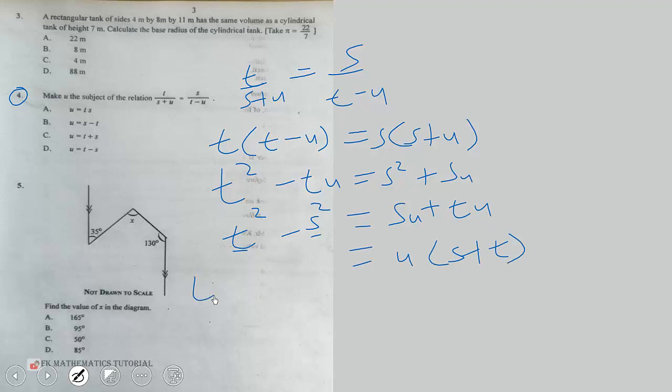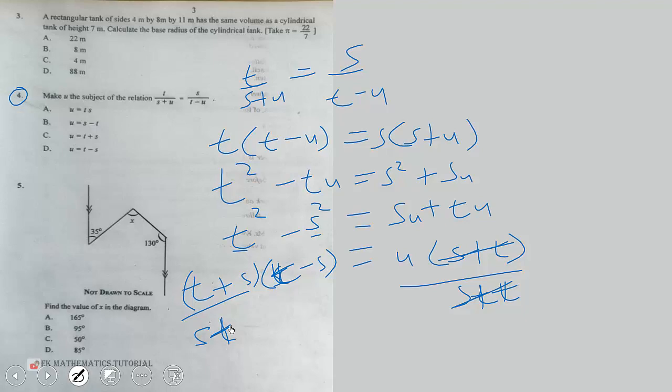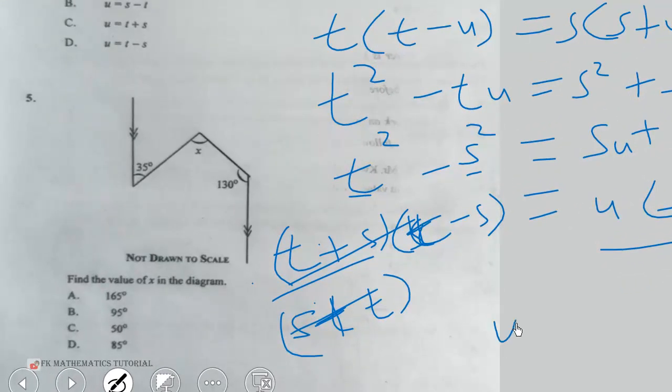Then we factor this difference of two squares, so t plus s into bracket t minus s. So dividing through by s plus t, we'll cancel this, then s plus t will also cancel this. s plus t is the same as t plus s. So u will be equal to t minus s. So the correct answer is D.